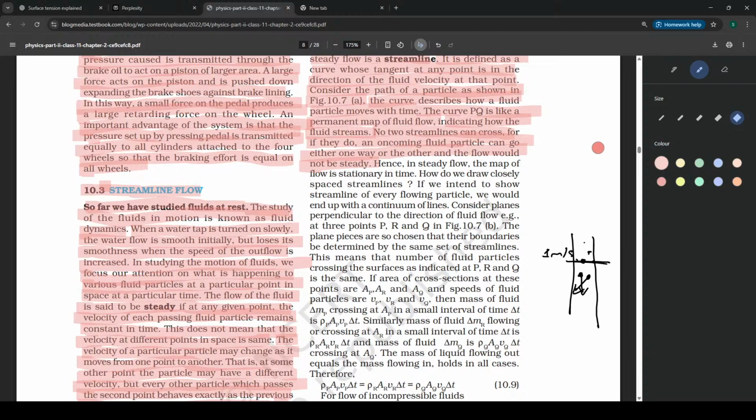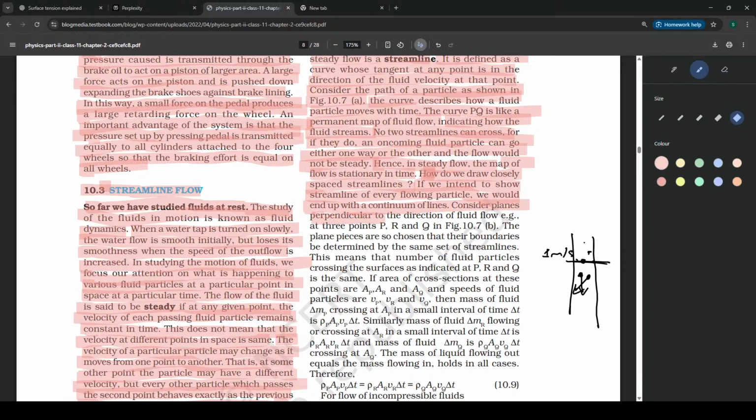The velocity must be constant at a certain point for all particles that pass through. It cannot be two different points, cannot be two different directions. Hence, in steady flow, the map of flow is stationary in time. How do we draw closely spaced streamlines? If we intend to show streamline of every flowing particle, we would end up with a continuum of lines.